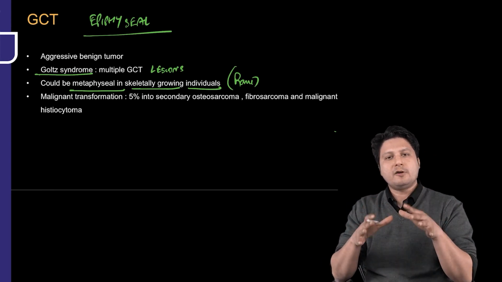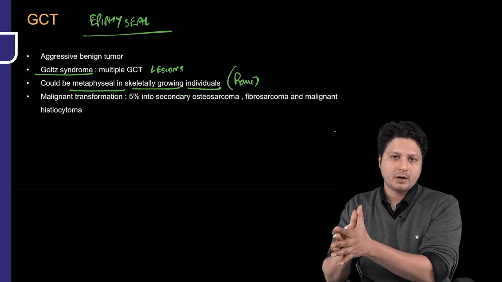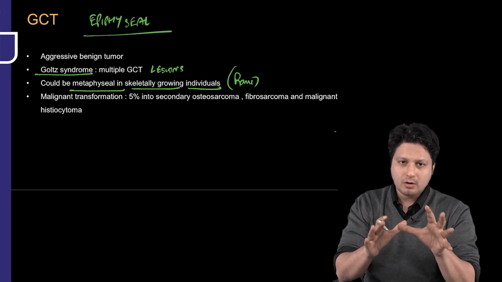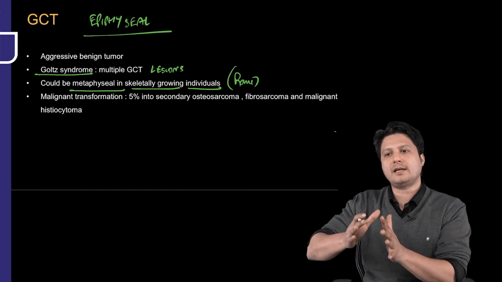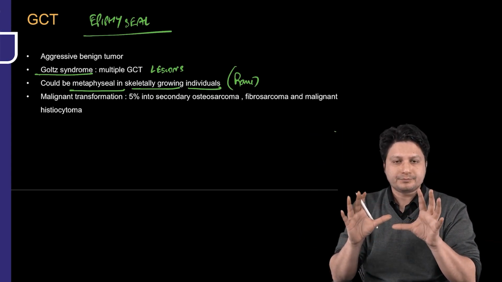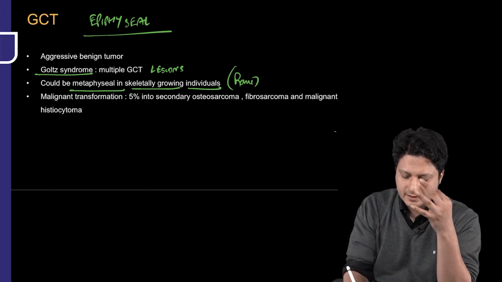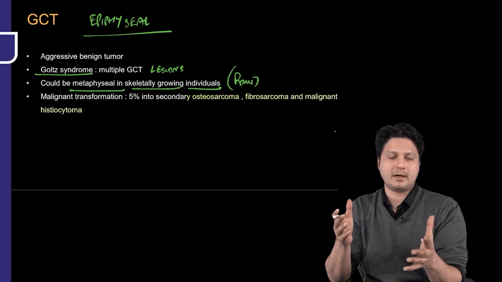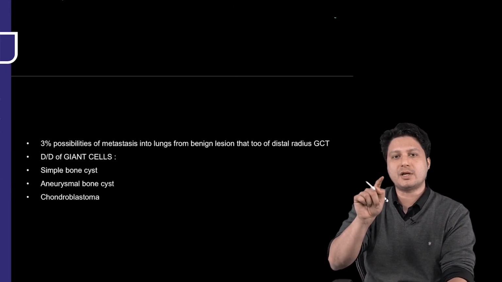Next, 5% of GCT has the tendency of getting converted into a malignant lesion. Alright, if a GCT can be converted into a malignancy, the possibility is 5%. Now, GCT can be converted into 3 malignant tumors only. It is not like GCT can be converted into chondrosarcoma or any other sarcomas, fibrosarcomas. GCT has the tendency of getting converted into 3 malignant lesions, and these are osteosarcoma, then fibrosarcoma and malignant histiocytoma. So these are the 3 malignant tumors into which GCT could be converted, and the possibility is just 5%.